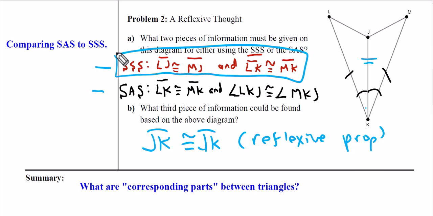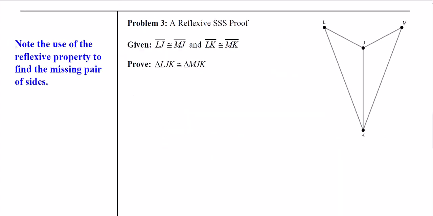Summary: what are corresponding parts between triangles? So when you keep hearing that phrase, what does it mean? Well, that leads right into problem 3. So we have the same diagram again, and we're given a couple of things. We're given that LJ is congruent to MJ, and LK is congruent to MK. We want to prove these two triangles are congruent.